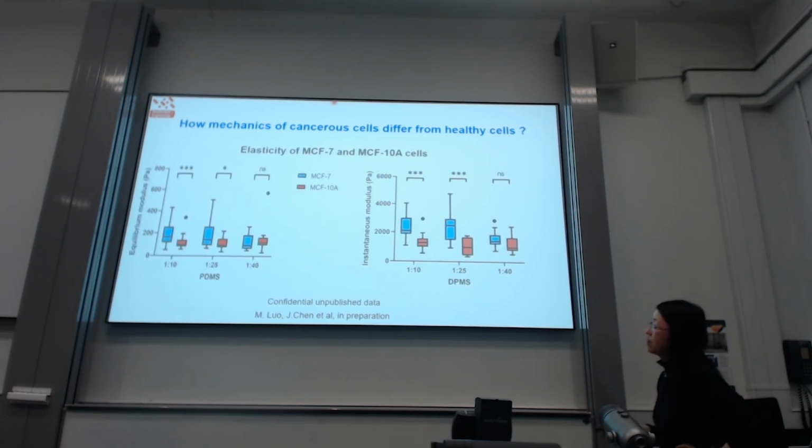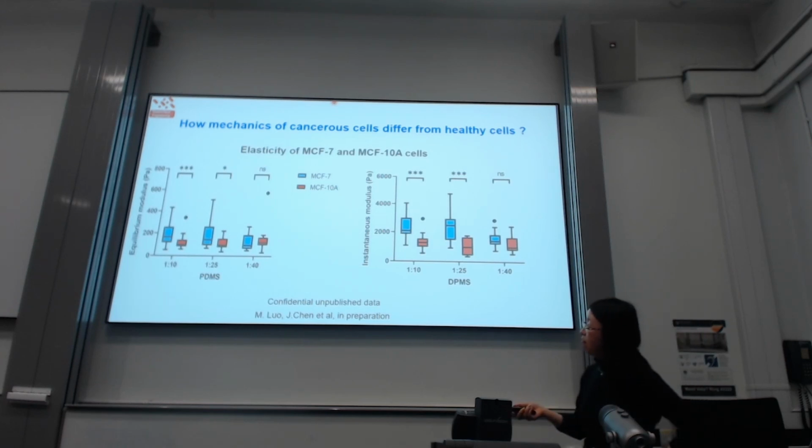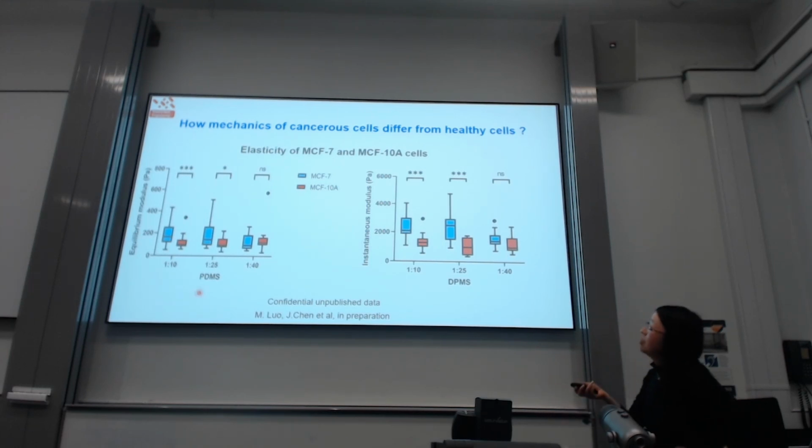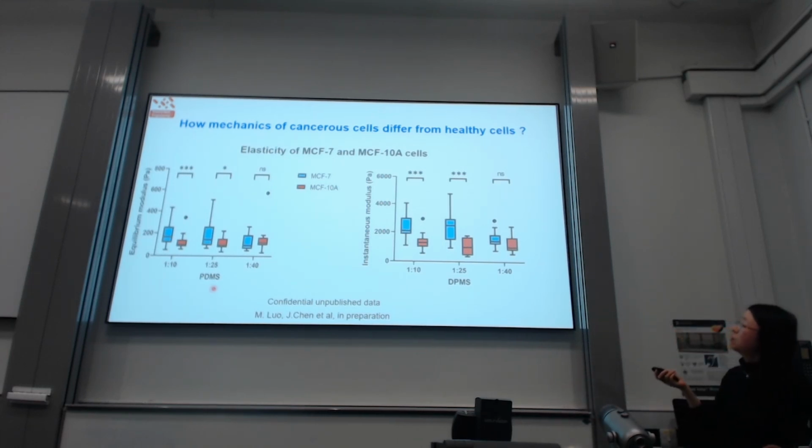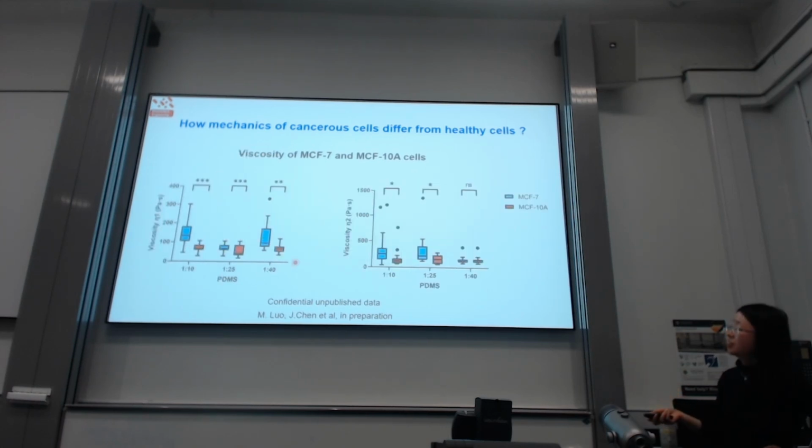On the other hand, we can also say that on the stiffer substrate, the cancerous cells appear to be a bit stiffer for both the equilibrium modulus and the instantaneous modulus. When the substrate becomes a bit softer, there is no significant difference.